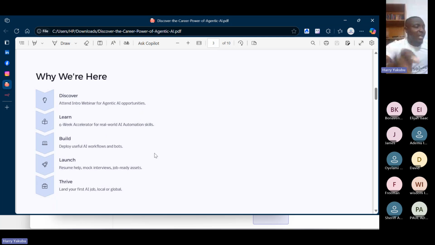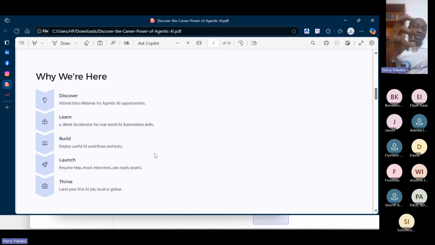Like I said, towards the end of this call, I'll be introducing all of us to a particular tool called n8n that you can use to build real-time analytics solutions. And then you can deploy. When you do, you can become a freelancer, you can work for companies abroad, you can work for companies in Nigeria, you can work as a staff, or you can be on your own. This is what we think of.